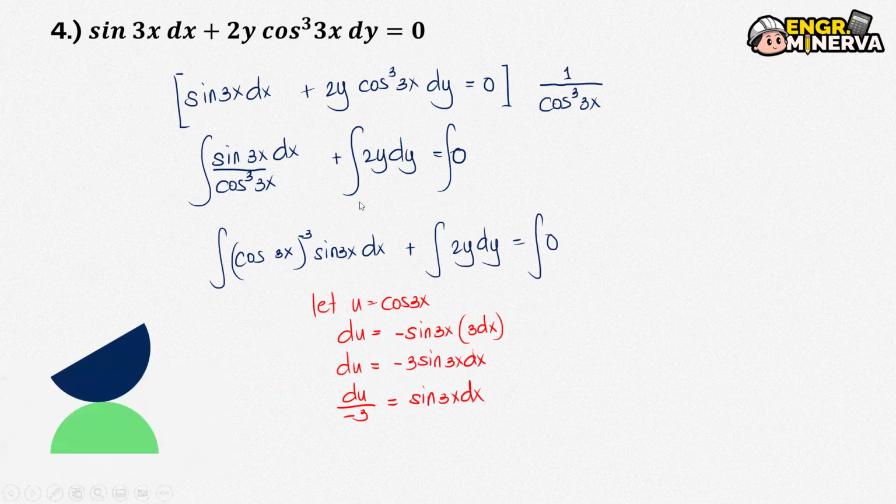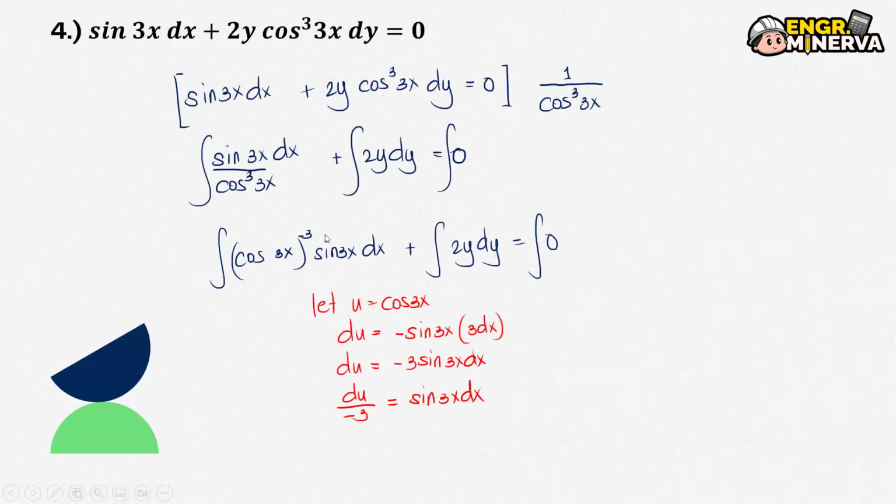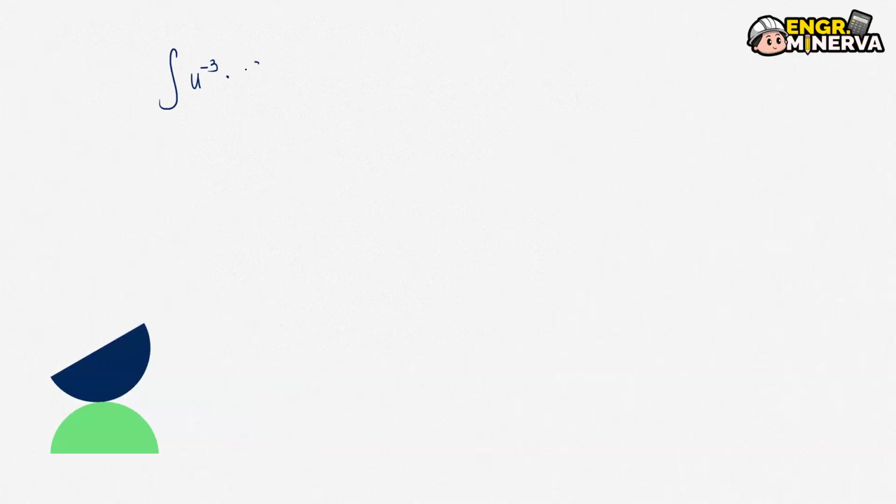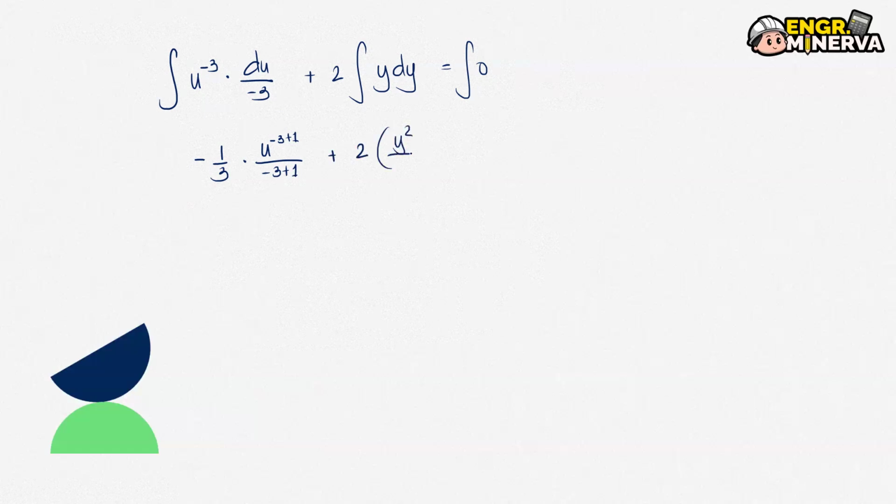So that would be integral of u raised to negative 3. Then your sine 3x dx would be du over negative 3, plus 2, that would be y dy equals integral of 0. So this would be negative 1/3 multiplied by u raised to negative 3 plus 1 over negative 3 plus 1, plus 2 multiplied by y squared over 2 equals c.